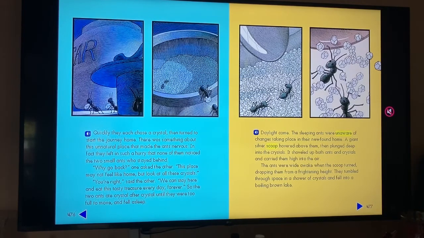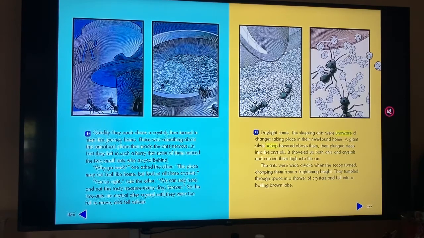stayed behind. Why go back? One asked the other. This place may not feel like home, but look at all these crystals. You're right, said the other ant. We can stay here and eat this tasty treasure every day forever. So the two ants ate crystal after crystal until they were too full to move and fell asleep.